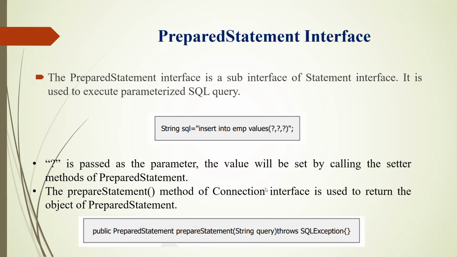The Connection interface is the actual root interface. Here we have a method prepareStatement(). The syntax for this method is public PreparedStatement prepareStatement(String query), and it throws SQLException if there is any exception while we run the code.